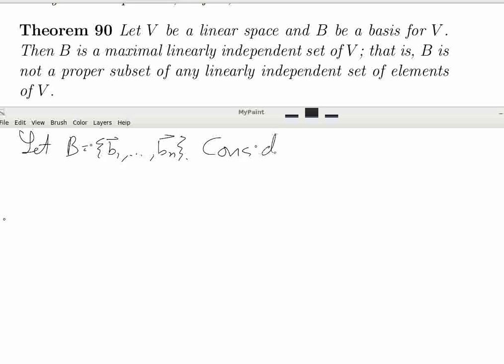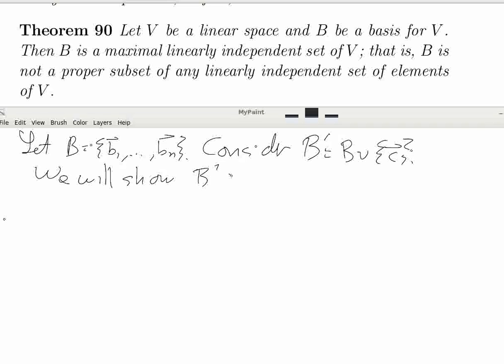I'm going to consider B prime, which is equal to B, all the elements together, thrown in with some element, I don't know, C. We will show B prime is not linearly independent.